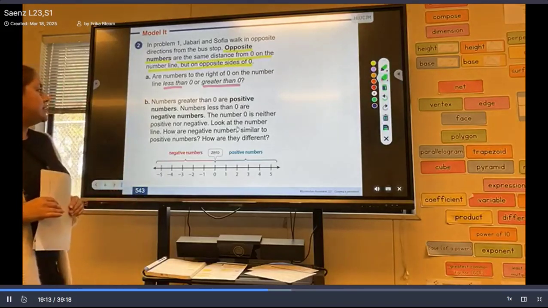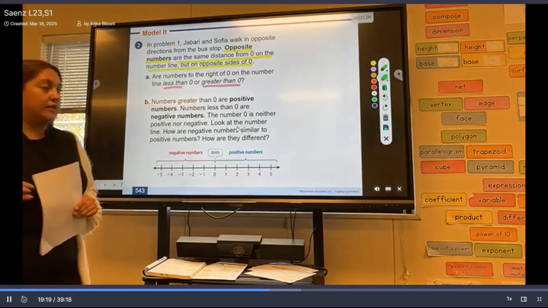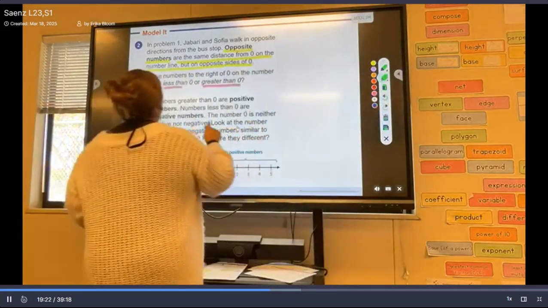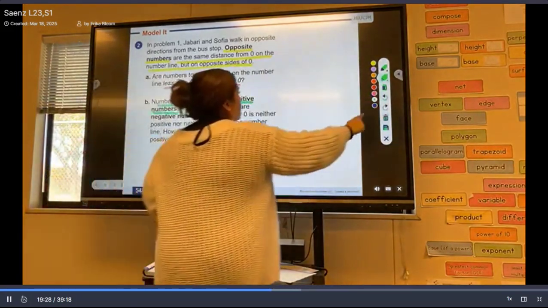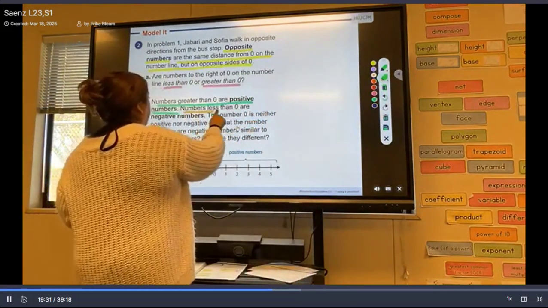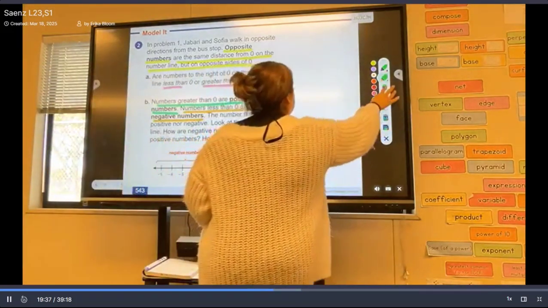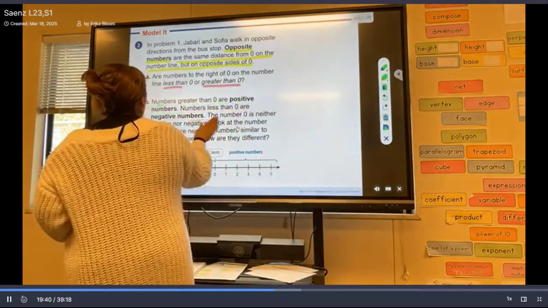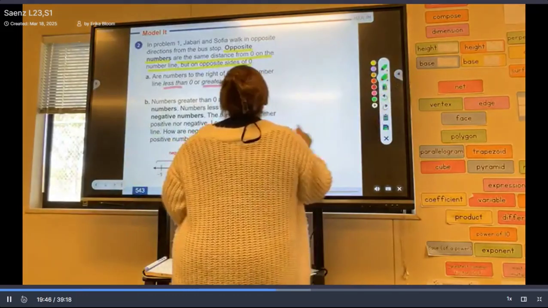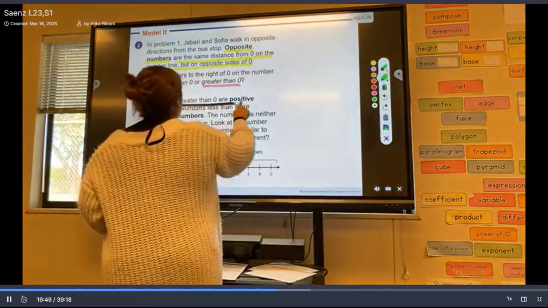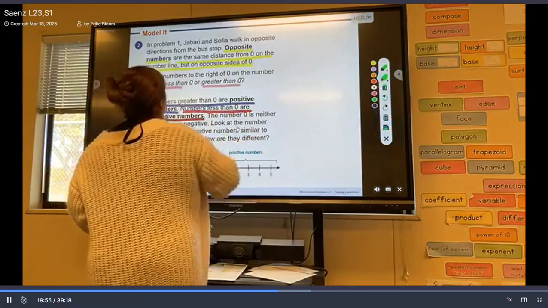For 2B, it says numbers greater than 0 are called positive numbers. Numbers less than 0 are called negative numbers. So let's go ahead and highlight that. Numbers that are greater than 0 are known as positive numbers, and numbers that are less than 0 are called negative numbers. And you know what? Let me redo this as I want to go along with what's down here. Blue for positive numbers and red for negative numbers. Okay, there we go.